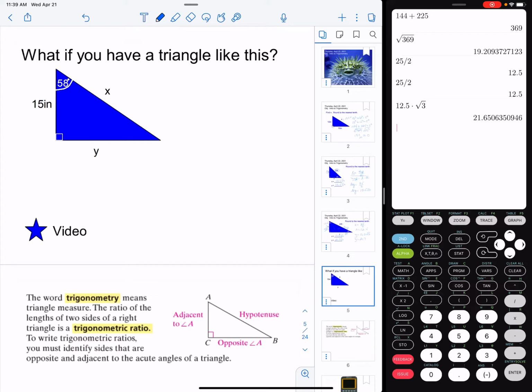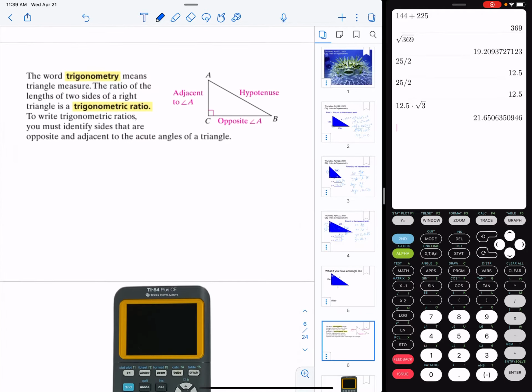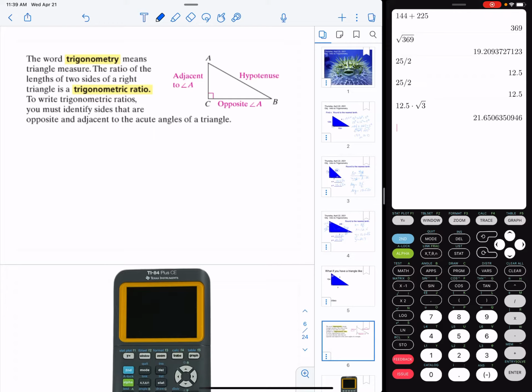Today we're going to talk about something called the trigonometric ratios. Okay, so the word trigonometry means triangle measure. The ratio of the lengths of two sides of a right triangle is known as a trigonometric ratio. To write trigonometric ratios, you must identify sides that are opposite and adjacent to the acute angles of a triangle. Opposite means on the other side of. Adjacent means attached to or beside.